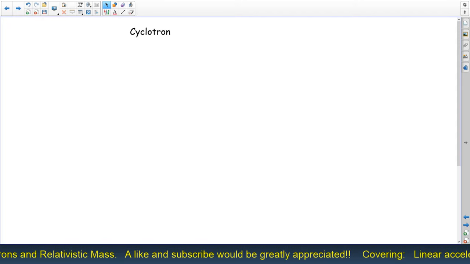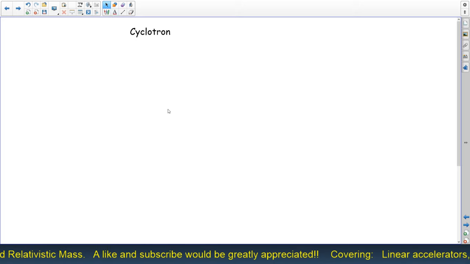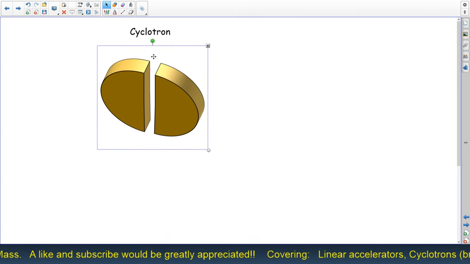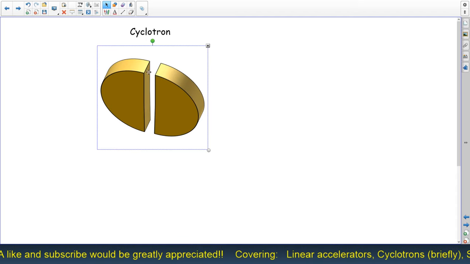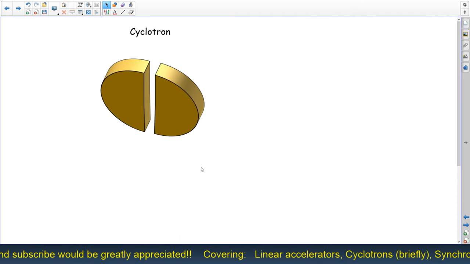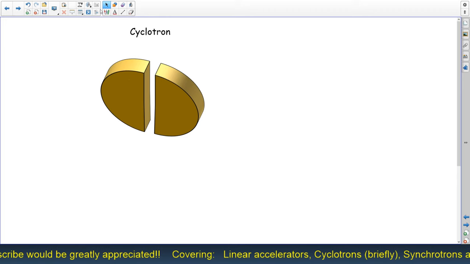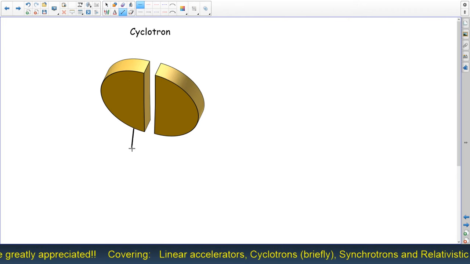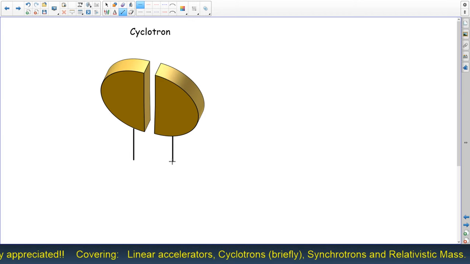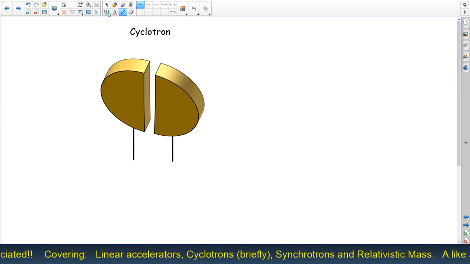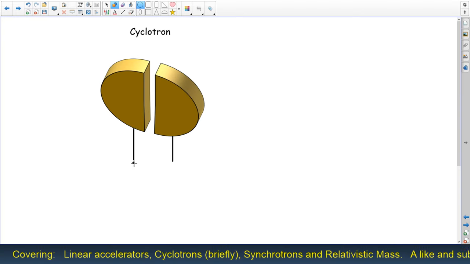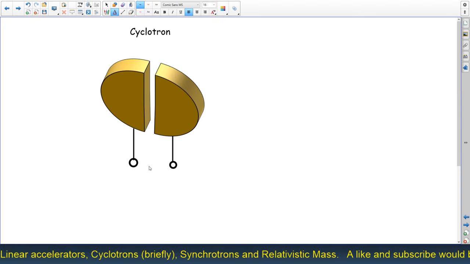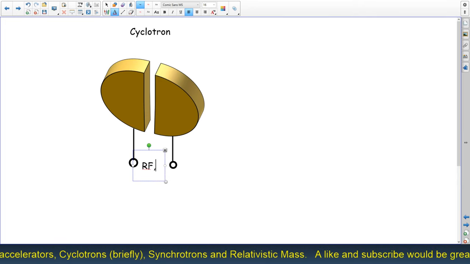We use two kind of semicircular or 3D semicircular disks. Right? And they're going to be my charge plates. Okay, so they're my LINAC drift tubes. Okay, they're going to be connected again to my radio frequency AC supply. So we'll pop our little things in there, and then we'll put radio frequency AC.